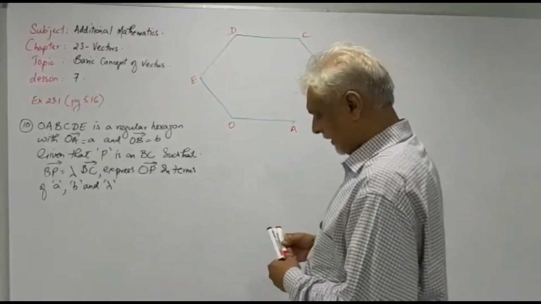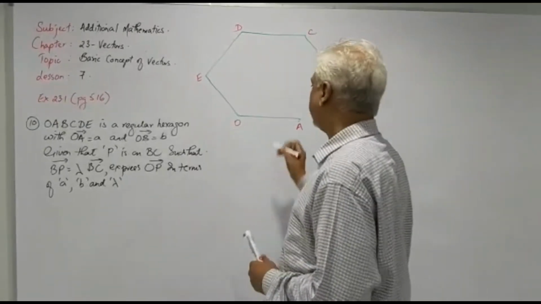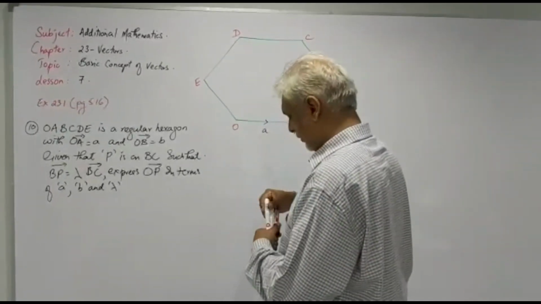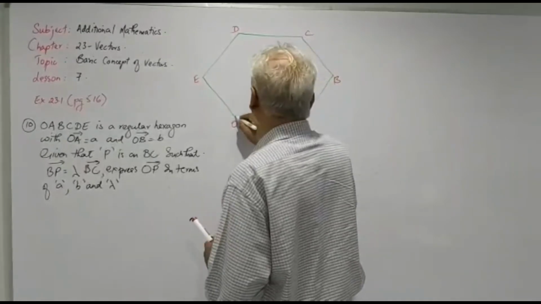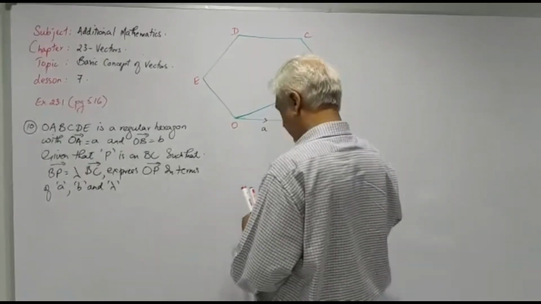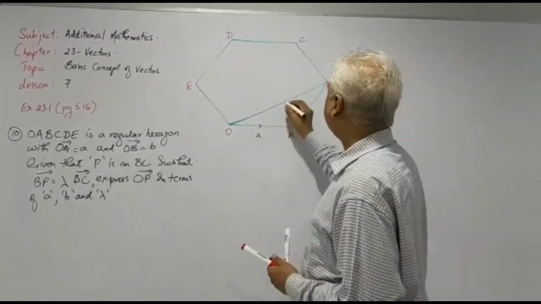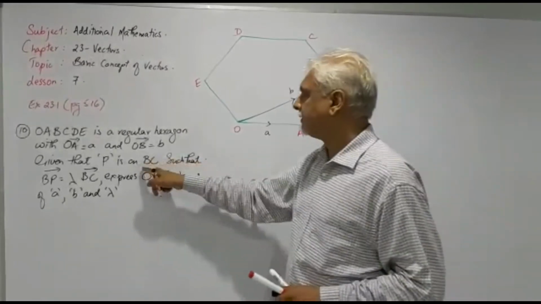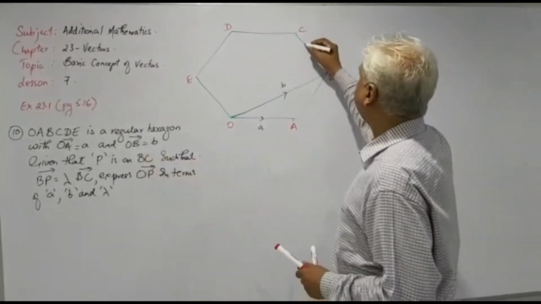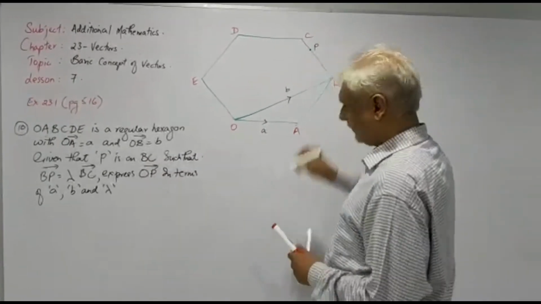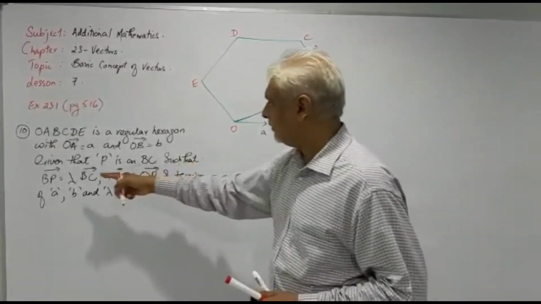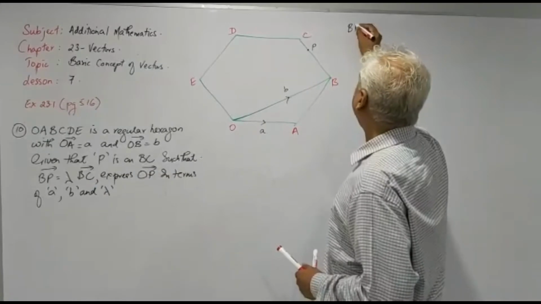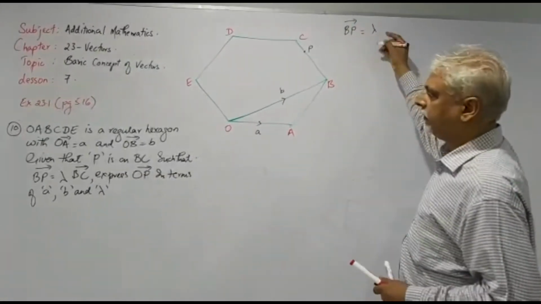Okay, and OA is equals to A. This vector OA is equals to A, and this is OB, and this vector is equals to B. So, given that P is on BC, on this BC we have a point P, such that BP is equals to lambda BC. They've given us a condition that BP is equals to lambda, which is a Greek letter, BC.